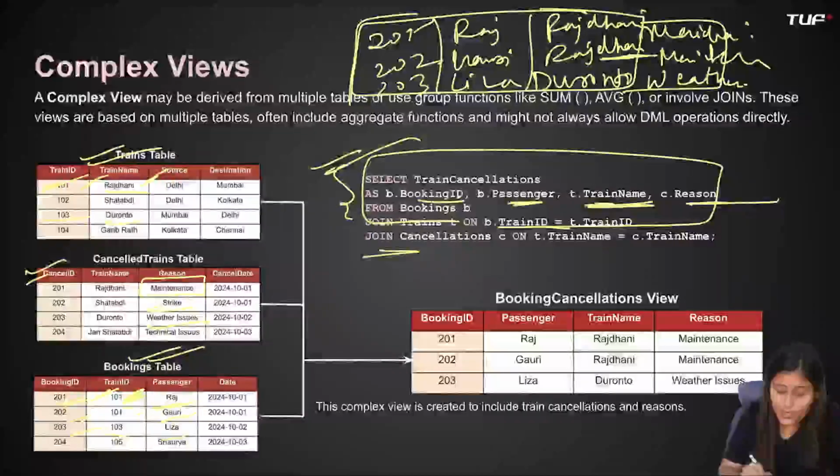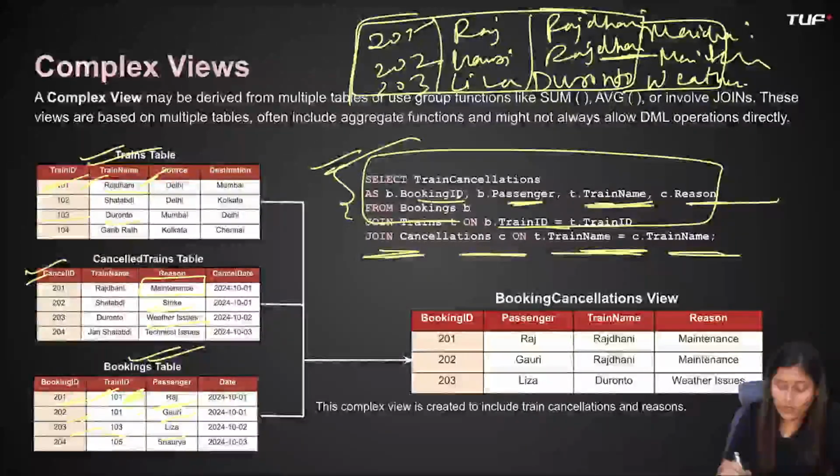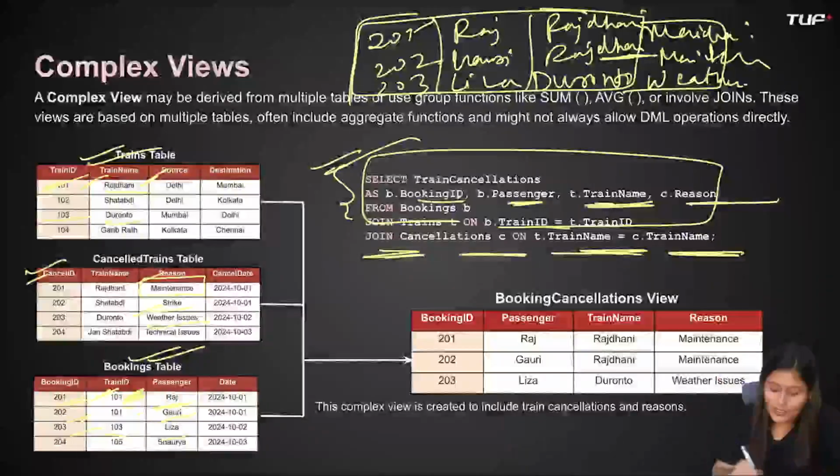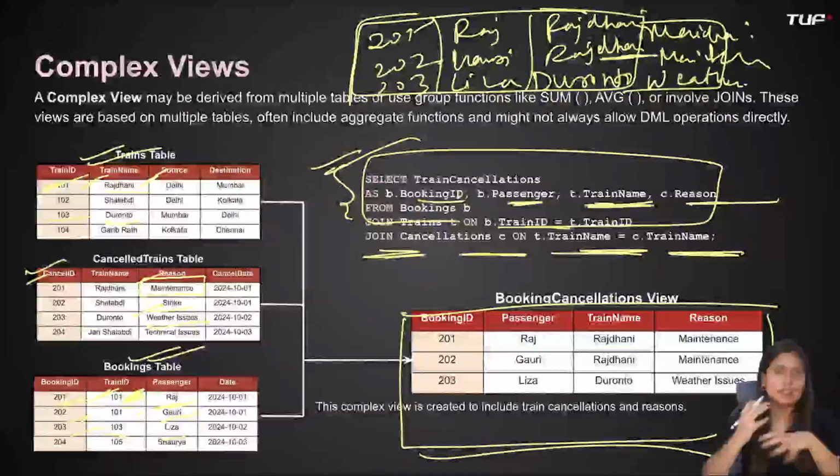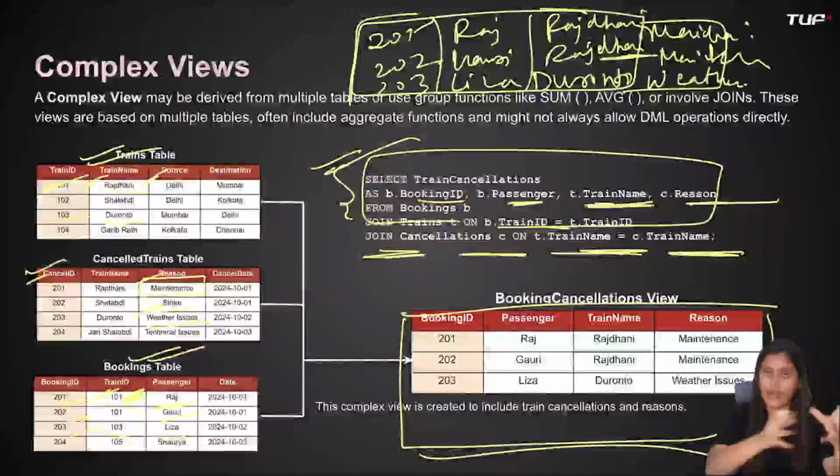Now we are actually joining the cancellation on the train name. So obviously in the cancellation table, Rajdhani is there. Yes. And Duranto is there. Yes. So it will be matched. Now the final result will also look the same. So this is how we actually created the complex view by merging multiple tables. Okay. So that is why it is called a complex view.